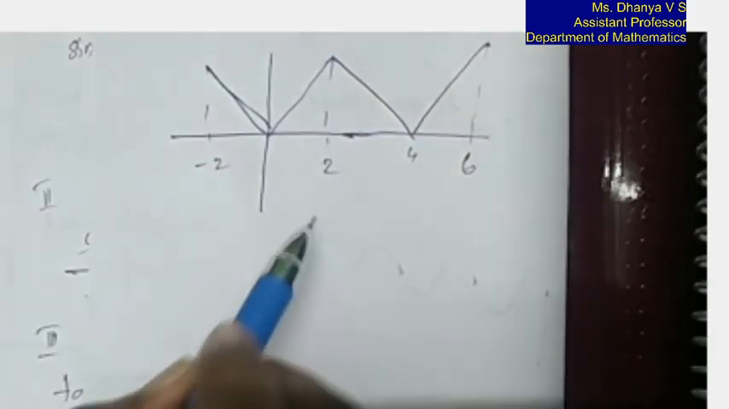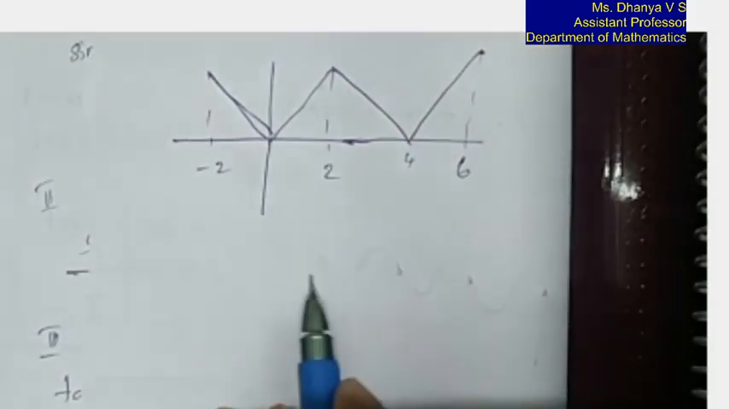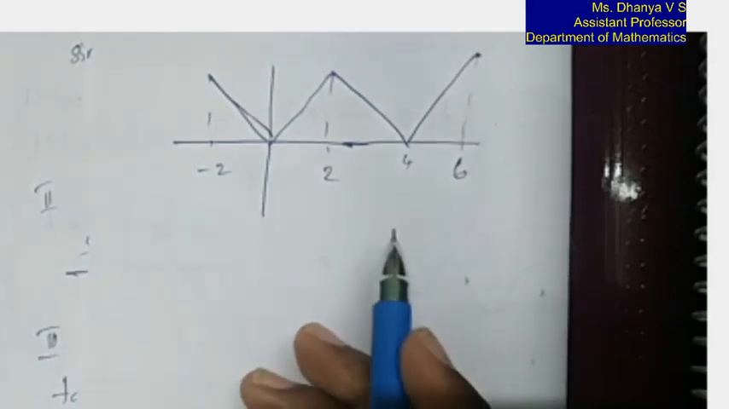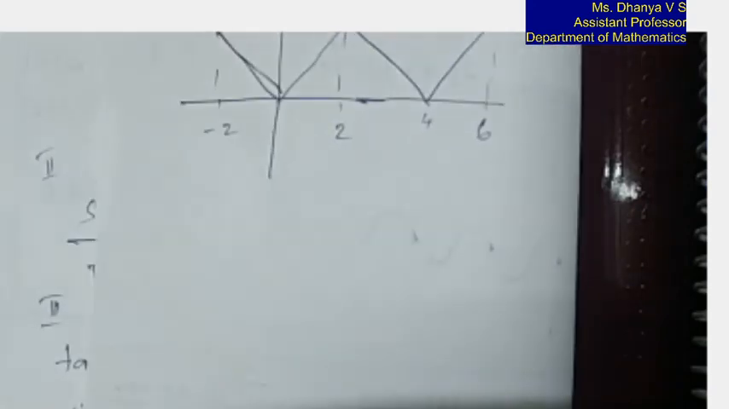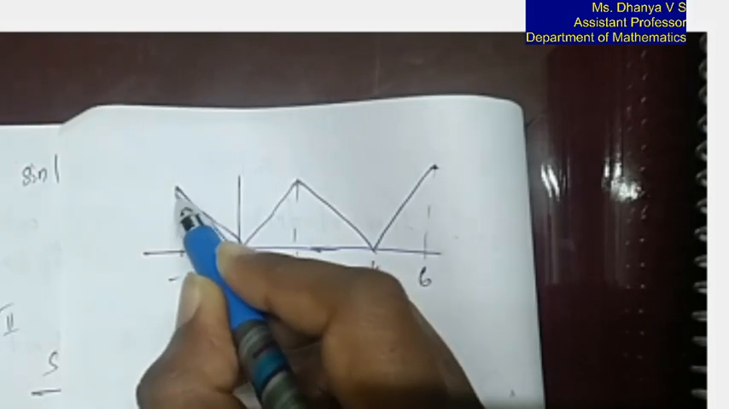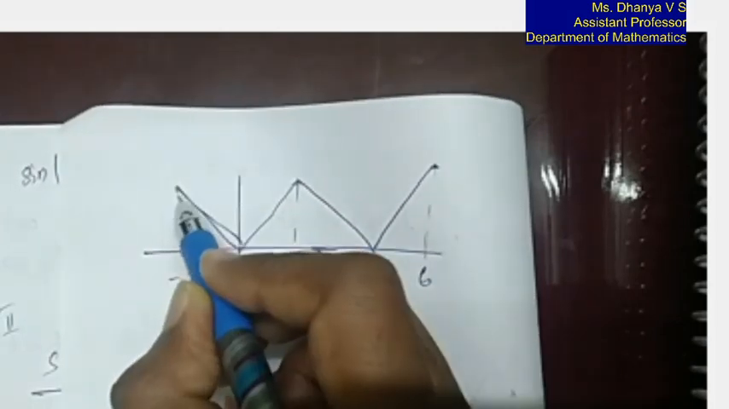Actually my initial function was defined only in the interval minus 2, 2. Then I am extending it, defining the same thing in the interval 2 to 6, then in the interval 6 to 10 and so on. So this function is periodic on the whole real line, because the value at minus 2 is the same as the value at 2, right? What is the functional value at minus 2?